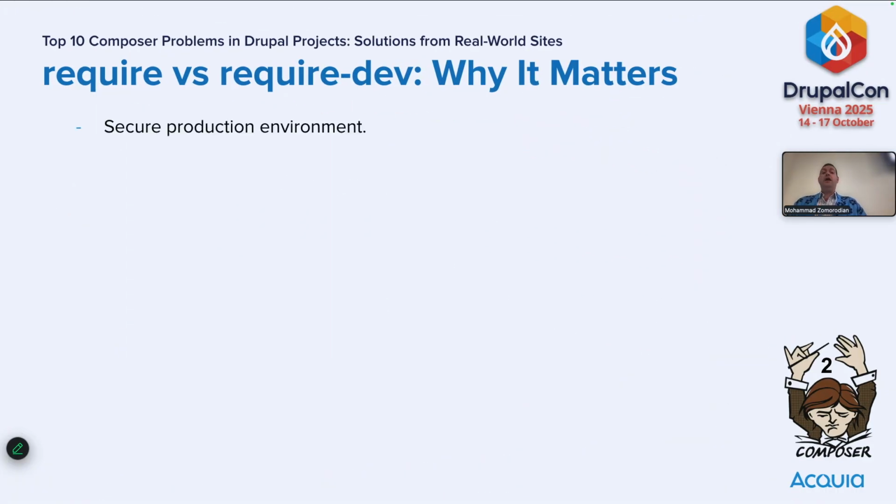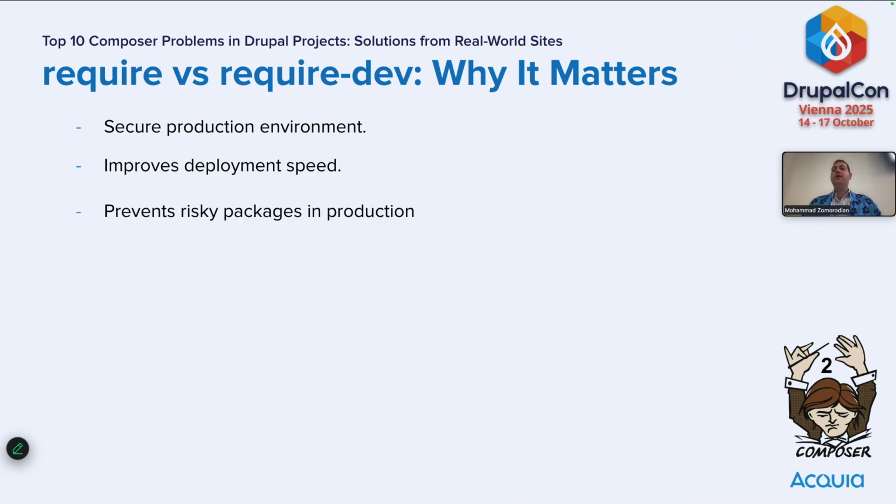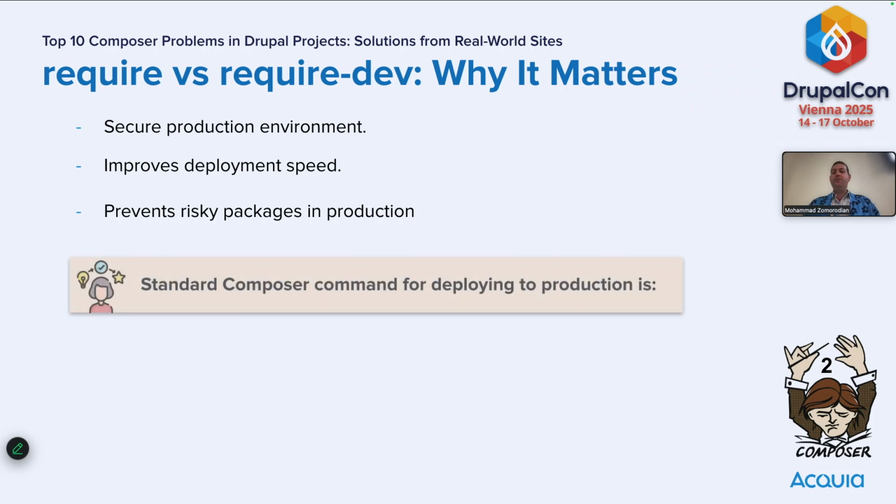Why does it matter? Because yes, you want to keep your production secure. You want to improve deployment speed. That was the big one, especially for a giant enterprise customer, when they have a giant development and it takes forever to deploy a hotfix. So you want to have require-dev and require separate, to not push any require-dev packages to your production. It also prevents risky packages in your production website.